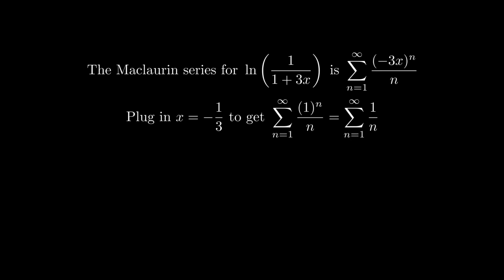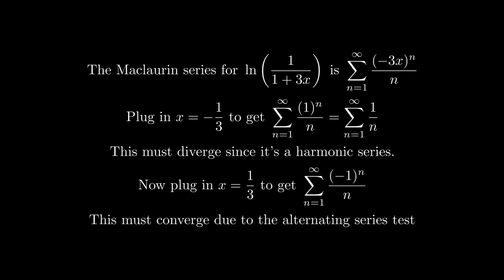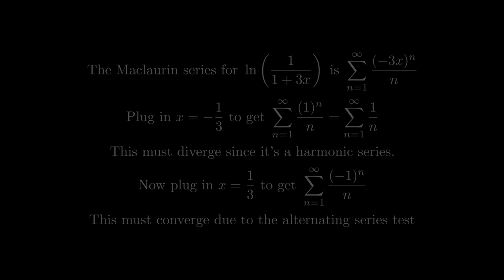And we should notice that this is a harmonic series, which is a special type of p-series. And this must diverge. Now we plug in x equals 1 over 3 to get -1 to the power of n divided by n. And this must converge due to the alternating series test, since the value of 1 over n is decreasing and approaching 0 as n is increasing. So it must converge due to the alternating series test.